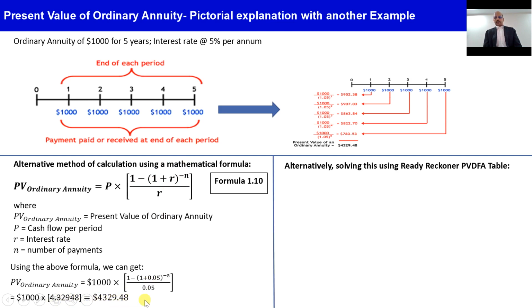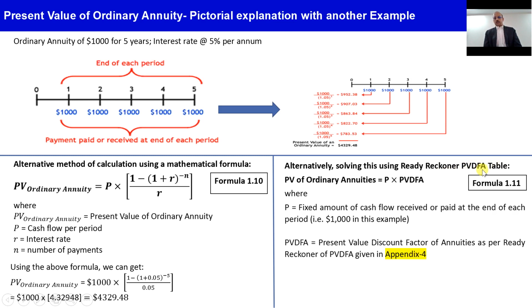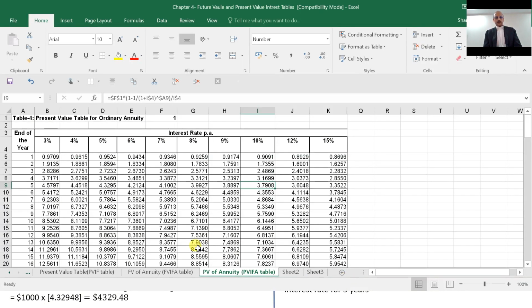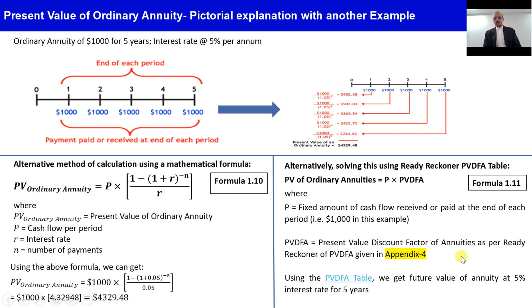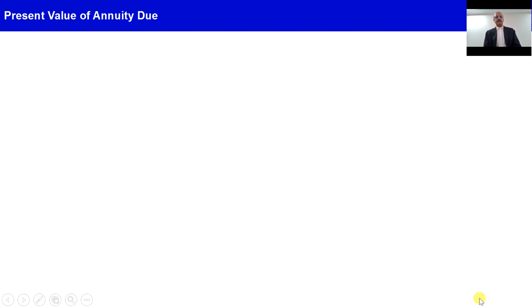Now another way to calculate is to use the ready reckoner, which is the PVDFA table, present value discounting factor for annuity table. So if you go to that table, let me just go there and explain. This is your present value annuity for discounting at 5%, and you have 5 years. So you get 4.3295 as the PVDFA factor. So you just multiply 4.32948 times 1,000, you get the same result, 4329.48.